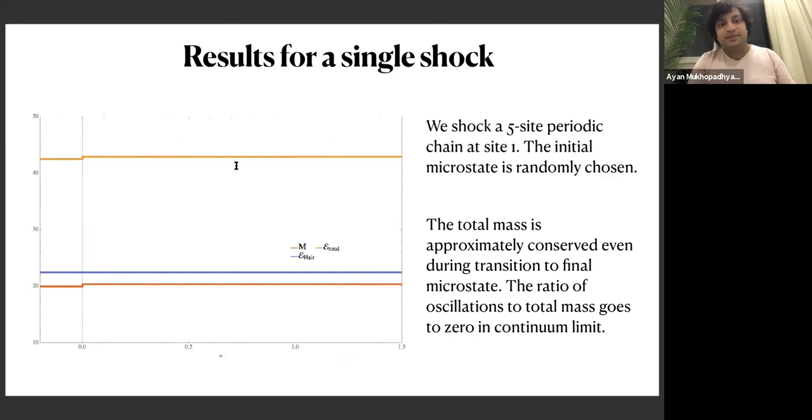And obviously something is happening. There's a lot of non-trivial dynamics happening here, which we don't see, and it's actually washed out in the scale. There are very, very small oscillations here, because the total energy is conserved, but individually these are not conserved. There are very tiny oscillations which eventually die down. And you can show that the ratio of oscillations to total mass goes to 0 in the continuum limit. The oscillations themselves don't go to 0 in the continuum limit, but what goes to 0 is the ratio of the oscillations to the total mass.